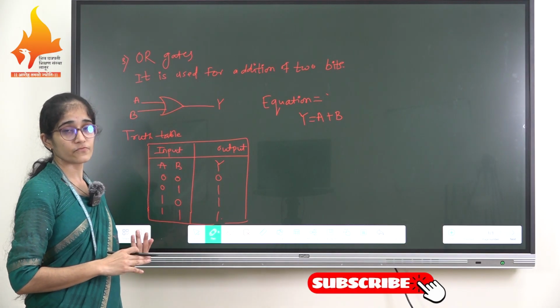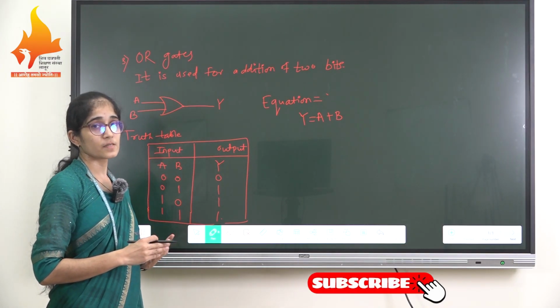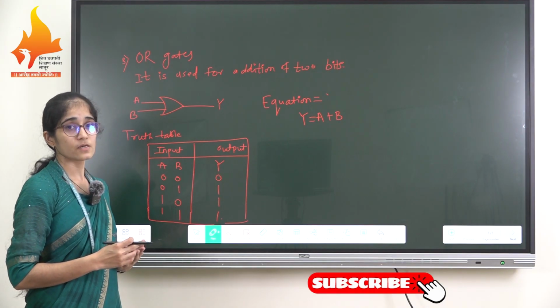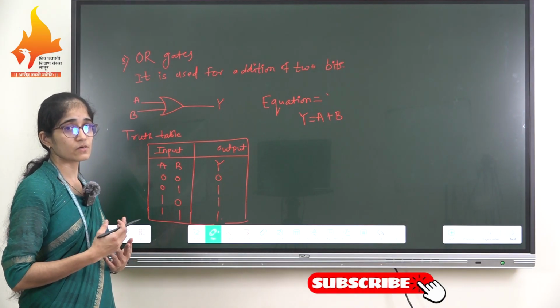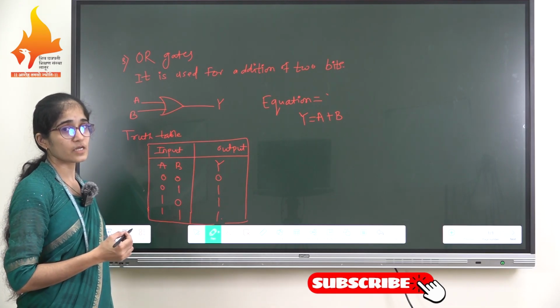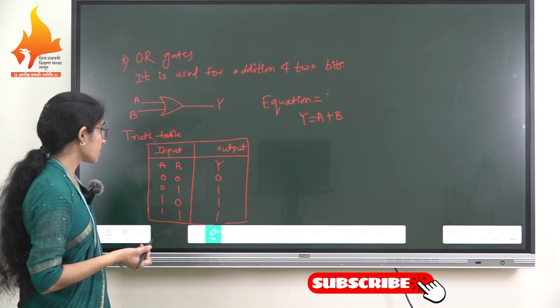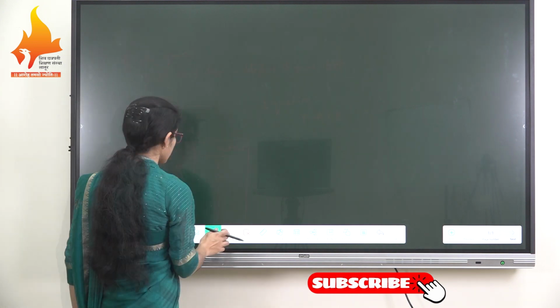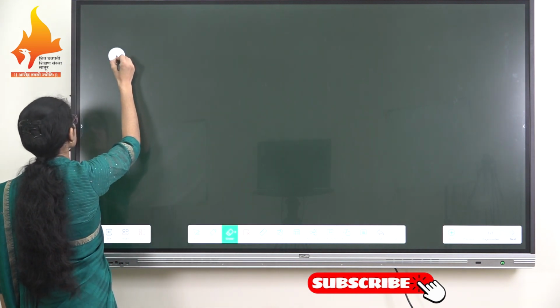These are the three types of basic gates. First one is the NOT gate, which performs the complement of input. Second one is the AND gate, which gives the multiplication of inputs at the output. And the third one is the OR gate, which gives addition at the output. Now next we will see the universal gates.